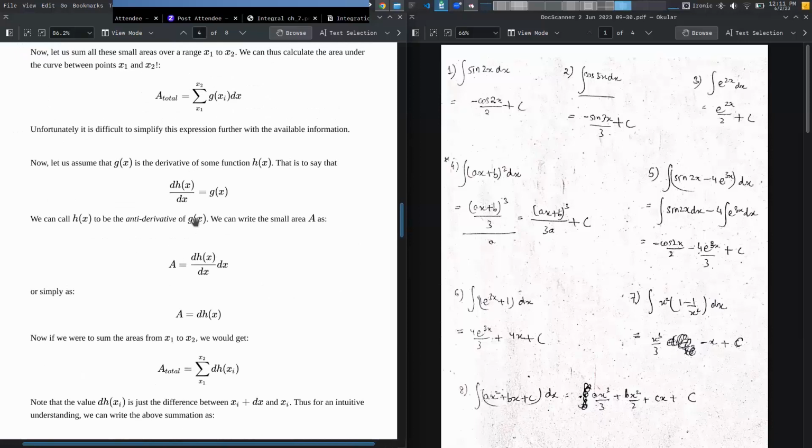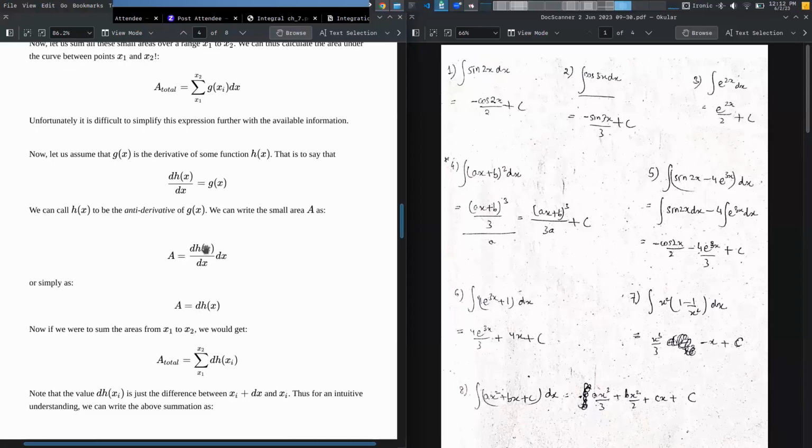So let us assume that g(x) is the derivative of some function h(x). That is to say, let there be some function h(x), and the derivative of h(x) will give us g(x). Then we can call h(x) the antiderivative of g(x). So we could say that g(x) is the derivative of h(x), just like that h(x) is the antiderivative of g(x), just the opposite.